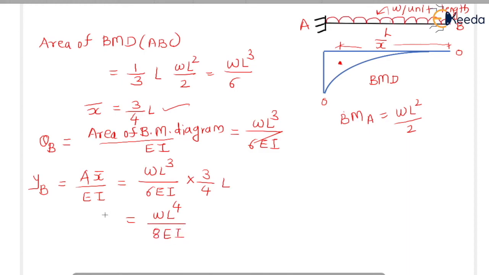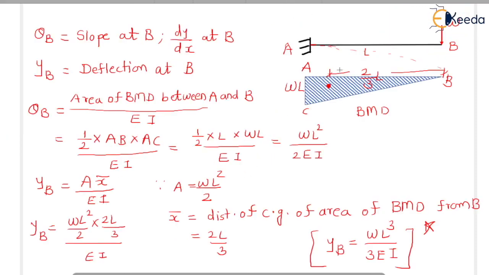So we have calculated the slope and deflection at point B for a cantilever beam. Here in this problem we have considered two cases of the cantilever beam using the moment area method. When UDL is acting, the slope is WL cube by 6 EI and the deflection is WL power 4 by 8 EI. In the previous case, when a point load is acting, the slope is WL square by 2 EI and the deflection is WL cube by 3 EI.